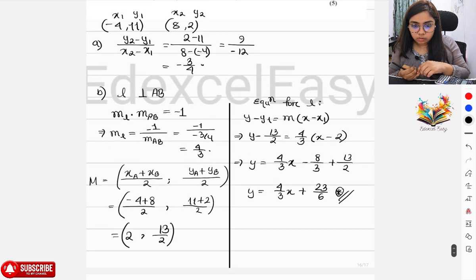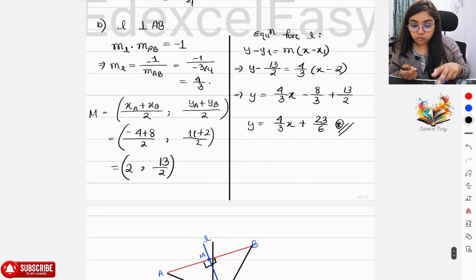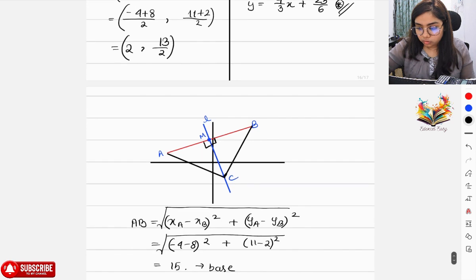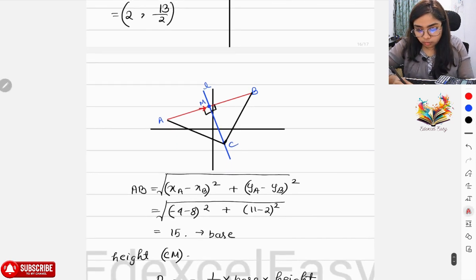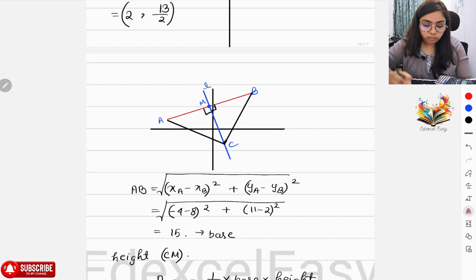Wait, one minute. I think I know how to do this because I have the length from this point, the y coordinate. The y coordinate was 13 by 2 for M, right? That was 6.5 over here. So if you go 5 units downward, that means just subtract 5 from that. 6.5 minus 5 gives you 1.5. That means one of the possible y coordinates for C is 1.5.